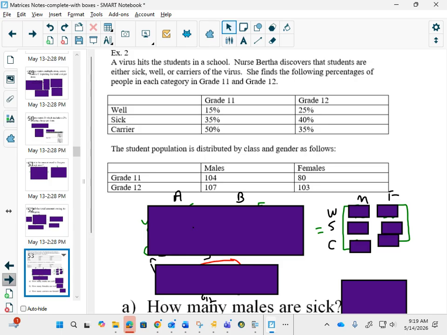Okay. So you are either feeling just fine and you don't have it at all, you are actually sick, or secretly you have it inside of you and want to share. You're a carrier.